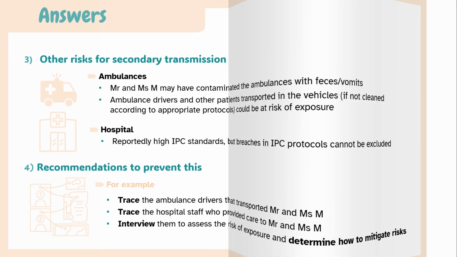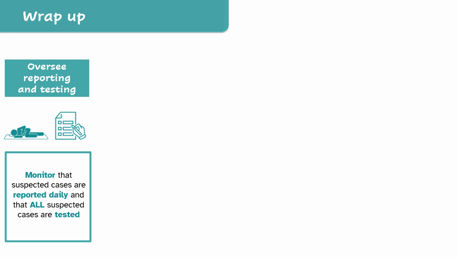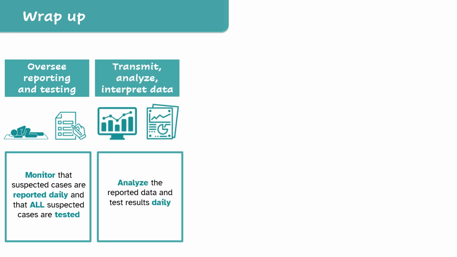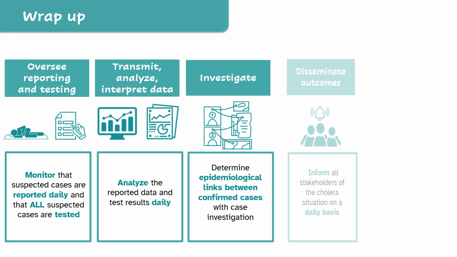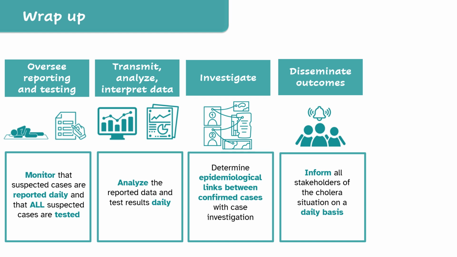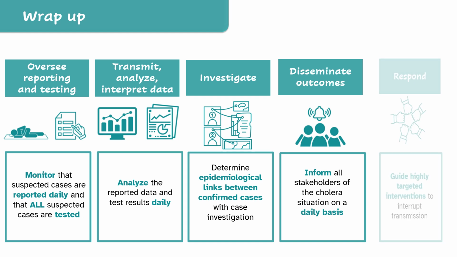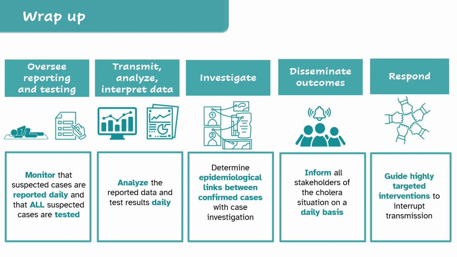further spread. As we wrap up this module, here is a summary of the key role of health authorities when the surveillance objective is to track cholera clusters. Health authorities monitor that any suspected cholera case is reported within a day and that all suspected cholera cases are tested. Health authorities analyze the reported data and test results immediately and perform case investigations to determine epidemiological links between cases. Health authorities update all relevant stakeholders on the cholera situation on a daily basis, and they orient highly targeted interventions to interrupt transmission.